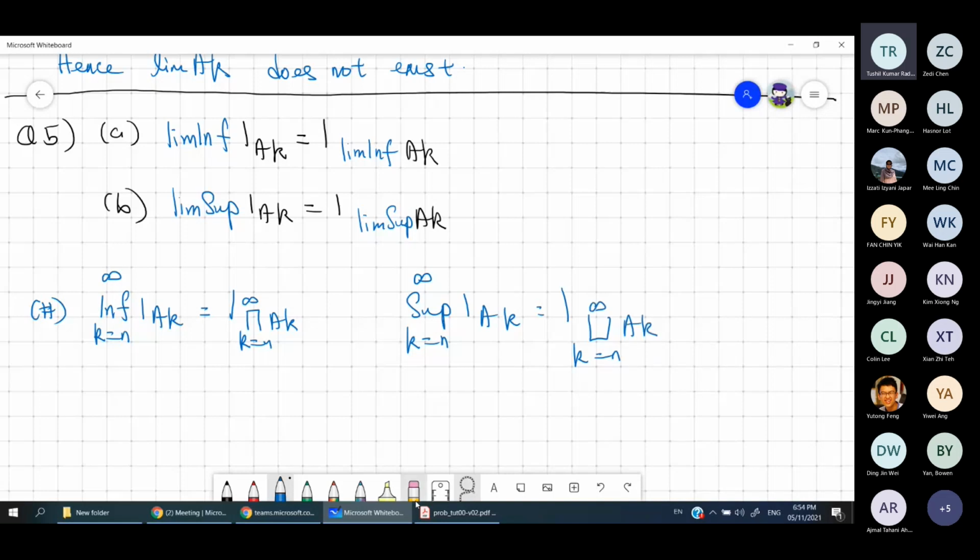Maybe I don't want to use the same symbol here. You can use some other symbol. Maybe you can put this as a BK. So this is 1 BK. And you can put this as, let's say, CK. So this is CK. Or you can switch to some other symbol that you like.